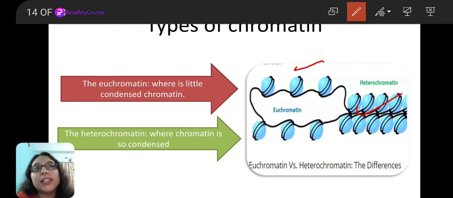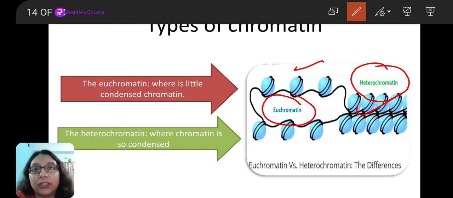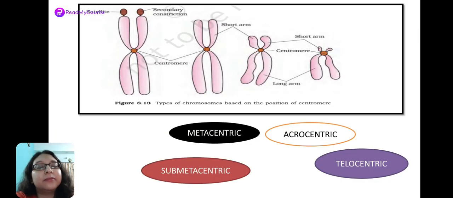So there are some dyes which, when we dye chromatin and watch it under a microscope, we see this heterochromatin part to be darkly stained, whereas this euchromatin is lightly stained. That is because mainly of the packaging. Okay. Next, moving on to the next slide.